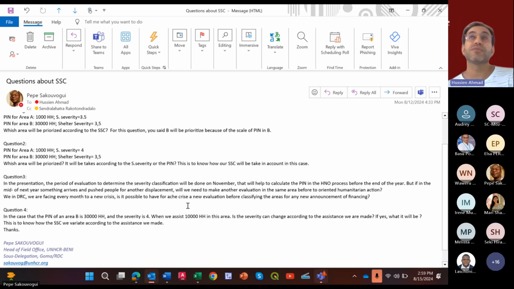This will not affect the figures that are in the HNO, but at least it will affect me as shelter cluster and my partners. And I know as shelter cluster how I can direct my partners, how I can orient my partners to where the needs are really located, and how to respond to those needs.